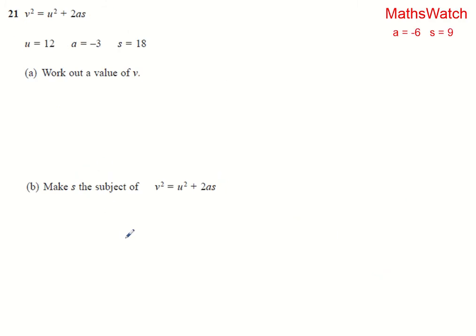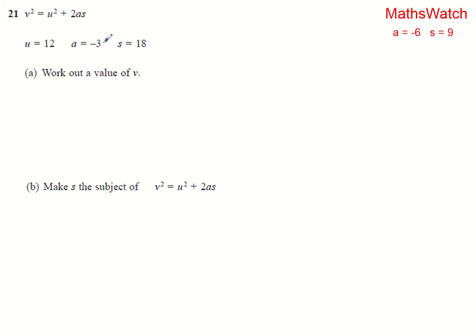Question 21. v squared equals u squared plus 2as. u equals 12, a equals minus 3, s equals 18. Work out the value of v. Now this is a real equation that works out differences between distance, speed, time, acceleration. v is basically the ending velocity, so how fast something is going after an acceleration. u is the initial speed, so how fast something is going at the start. a is the acceleration, and s is something called displacement, which is basically the distance travelled.